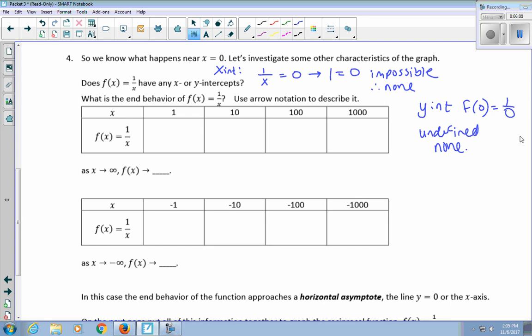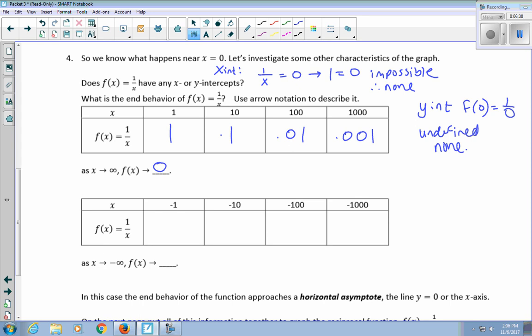All right, let's think about the end behavior. What happens at the far right and the far left ends of the graph? So I'm going to plug in bigger and bigger x values. So I'm going to the right. What is the end behavior as x approaches infinity? So 1 over 1 is 1. 1 over 10 is 0.1. 1 over 100 is 0.01. And 1 over 1,000 is 0.001. So as x approaches infinity, it looks like f of x is approaching 0, getting really, really small.